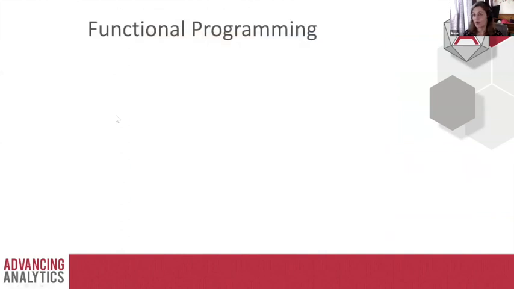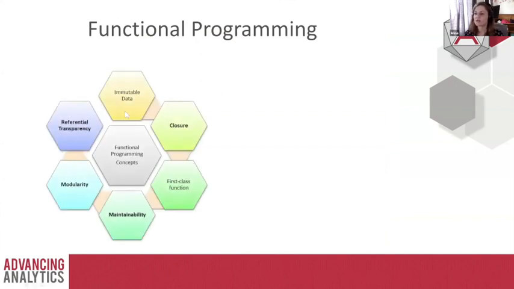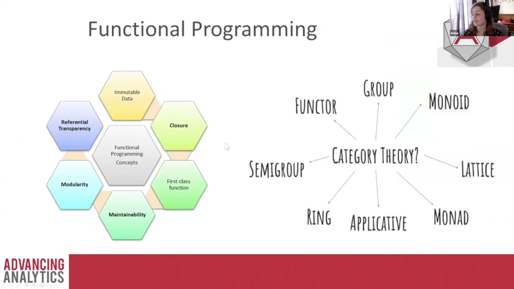That's essentially what type safety means. So functional programming: I'm not going to go too deep into it because it's a deep subject, and I know a lot of you will switch off if I start going on about category theory and all the realms around functional programming. But we will briefly look at some of the core concepts: immutable data, closure, first-class functions, maintainability, modularity, referential transparency, and then category theory. Very scary, but don't worry, we're not going to go into all of these. We are going to look at one of the core favourites in functional programming, and that is monads.